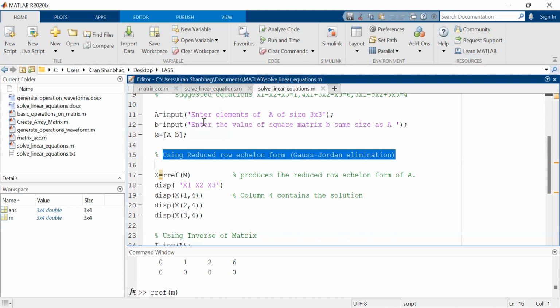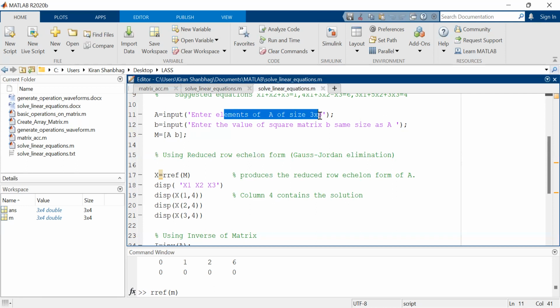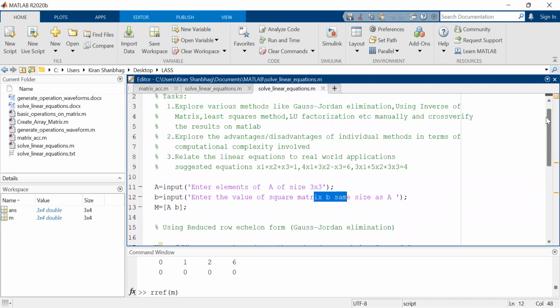Shall we? Here I have written this particular program for a 3 cross 3 matrix. Usually, if there is a system with two unknowns, then you need two equations which have enough content in them. Let me formulate a problem here.